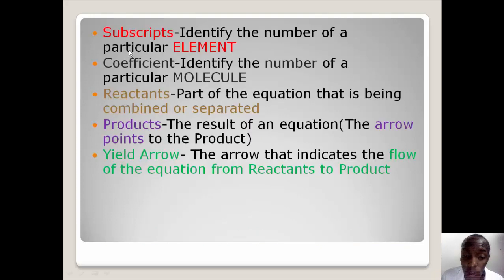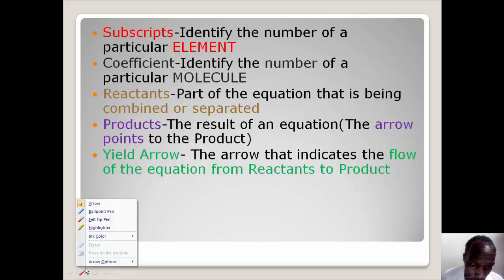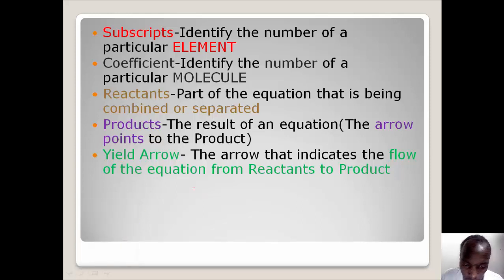So the equation has subscripts, coefficients, reactants, products, the yield arrow. Whoa, that's a lot, right? Well, let's break it down even further. So let's go back and look at our H2O. This 2 right here is what is known as a subscript.